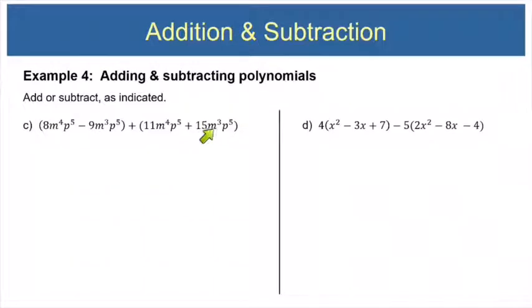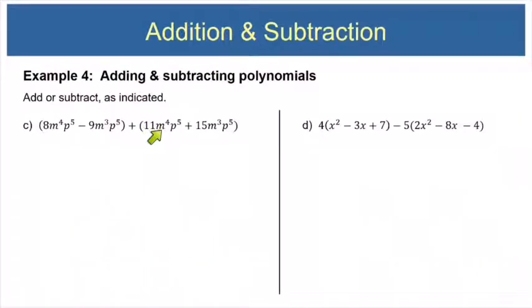In part C, we have two more polynomials. This time the polynomials contain two variables each, but that's okay. As long as the powers on the variables match in every case, we can combine like terms. So, for example, here you see 8m to the 4th, p to the 5th. And in the second pair of parentheses, you see 11m to the 4th, p to the 5th. Because both of these terms have the same powers of the same variables, we can combine the coefficients.